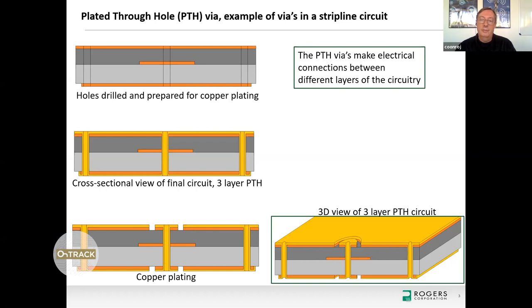So that's a real quick overview of how to build a two-layer circuit and a three-layer circuit in plated through-hole technologies. Is that a good starting point, you think? I think that's a great primer for our conversation.